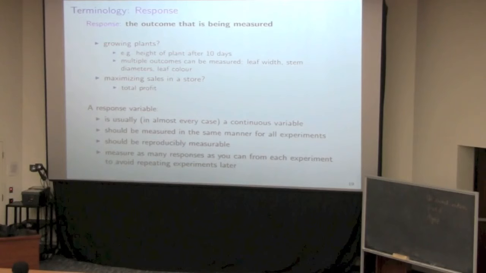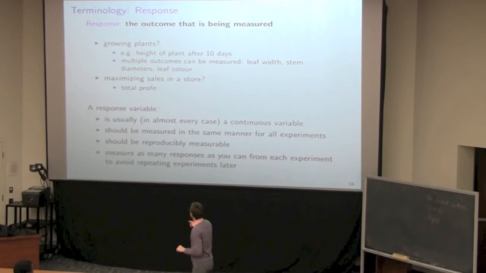Let's take a look at some simple examples. If you're growing plants again, your response could be, for example, the height of the plant after 10 days. Notice that it's a very clearly defined response. Wait 10 days, measure the height of the plant. There's no ambiguity. That's a very simple experiment, but most of you will get stuck on this one.